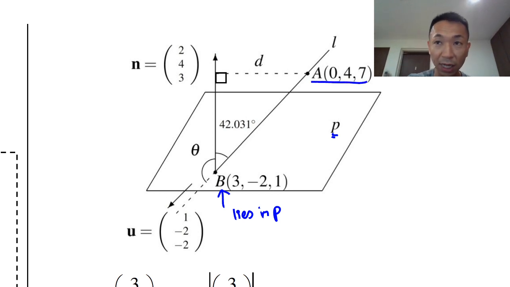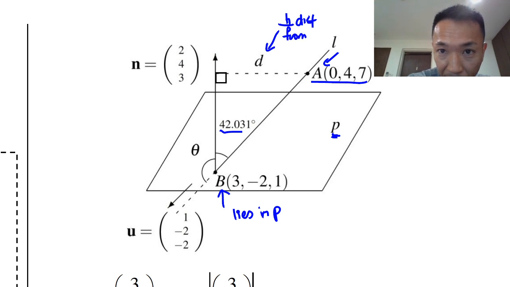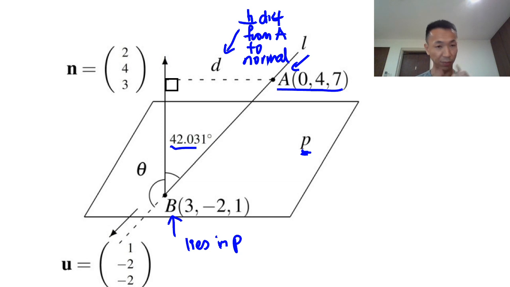Now the question wants us to use this to find the perpendicular distance from here to the plane. Sorry, to the normal, I beg your pardon. To the normal here. This is therefore the perpendicular distance from A to the normal. Let's get this diagram sorted out. Okay, that's very, very clear.